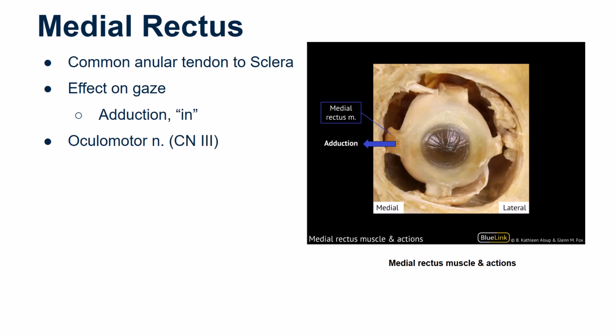Now we have the other simple action muscle, the medial rectus. The medial rectus takes its origin on the common annular tendon and inserts on the sclera. And when activated, it is going to adduct the eye, or move it medially, inward. The medial rectus is innervated by the oculomotor nerve. And it's one of the only extraocular muscles which you can bilaterally affect. So you can move both of your eyes inward, or adduct them, as if to cross them.